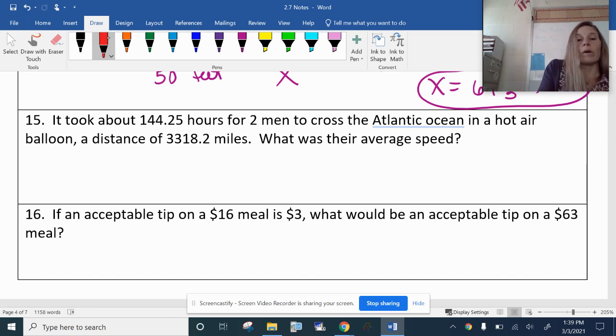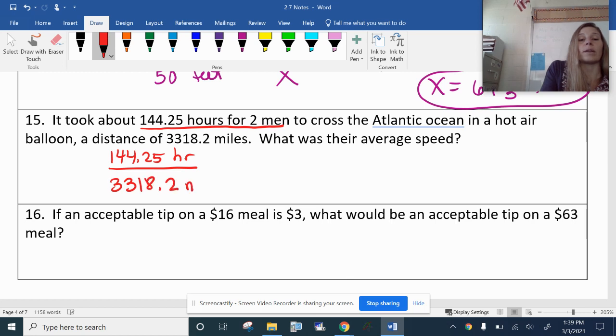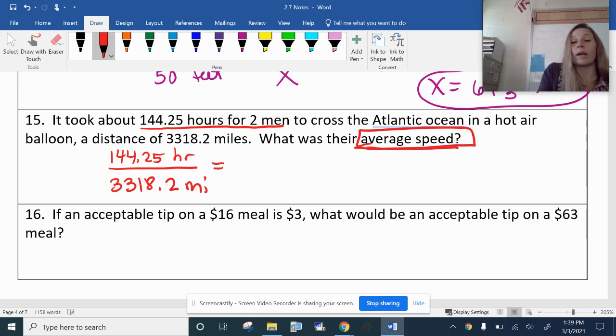It took about 144 hours for 2 men to cross the ocean in a hot air balloon, which was a distance of 3318.2. Now notice they're throwing in the 2 men to throw you off. What was their average speed? Well, average speed, okay, this is a unit rate, so you'd probably want to do miles per hour, so you're going to switch those around.